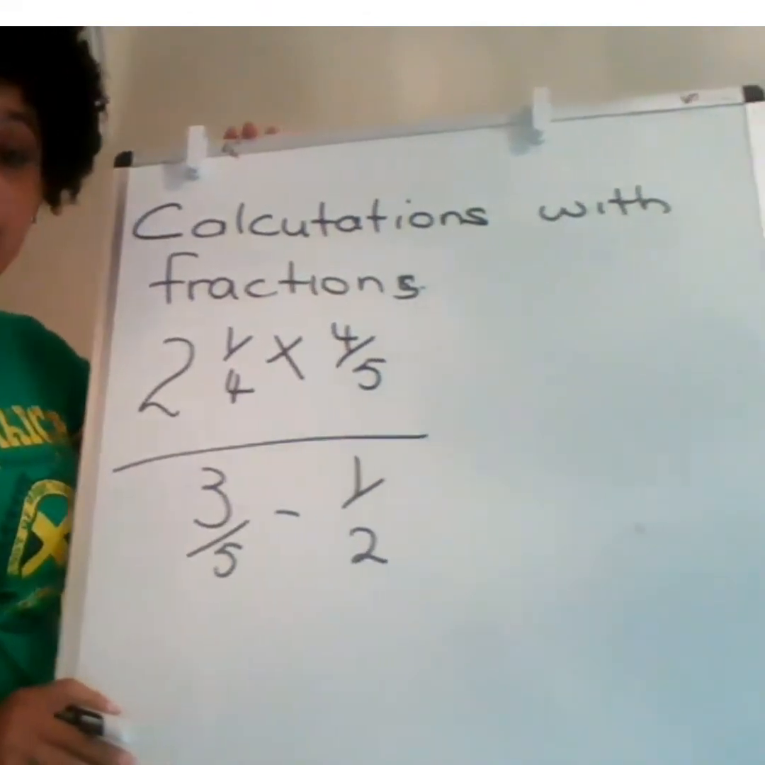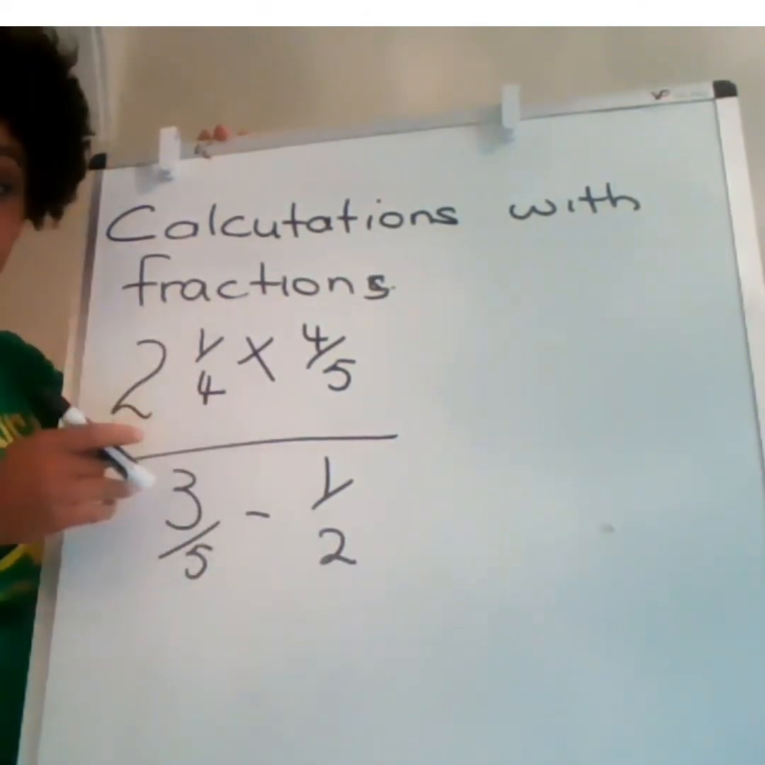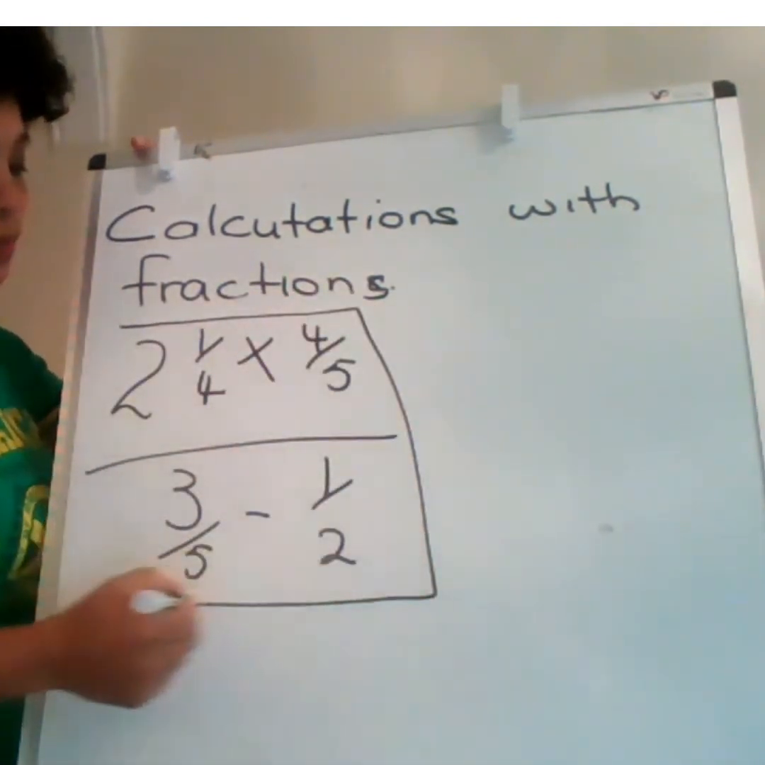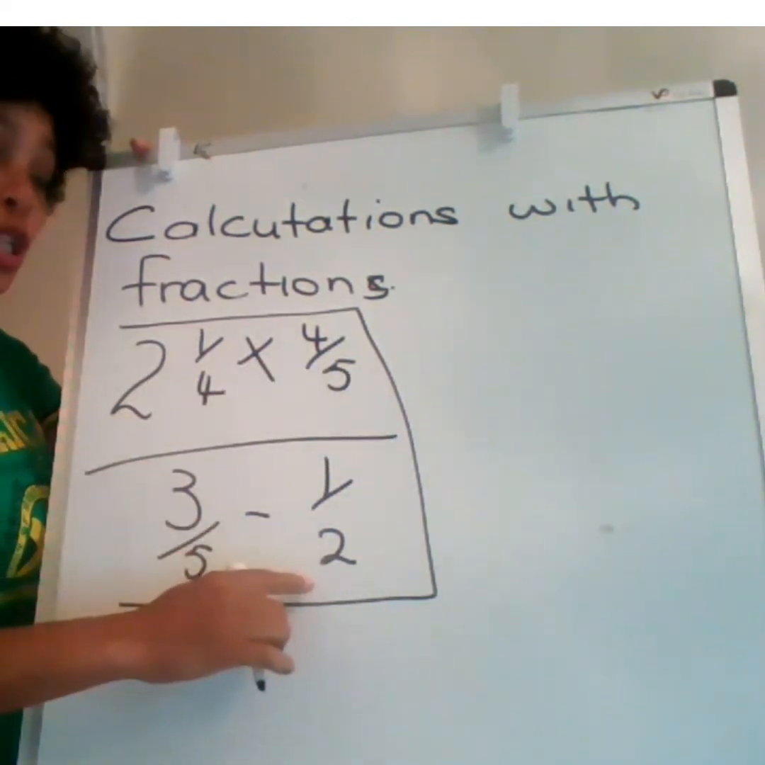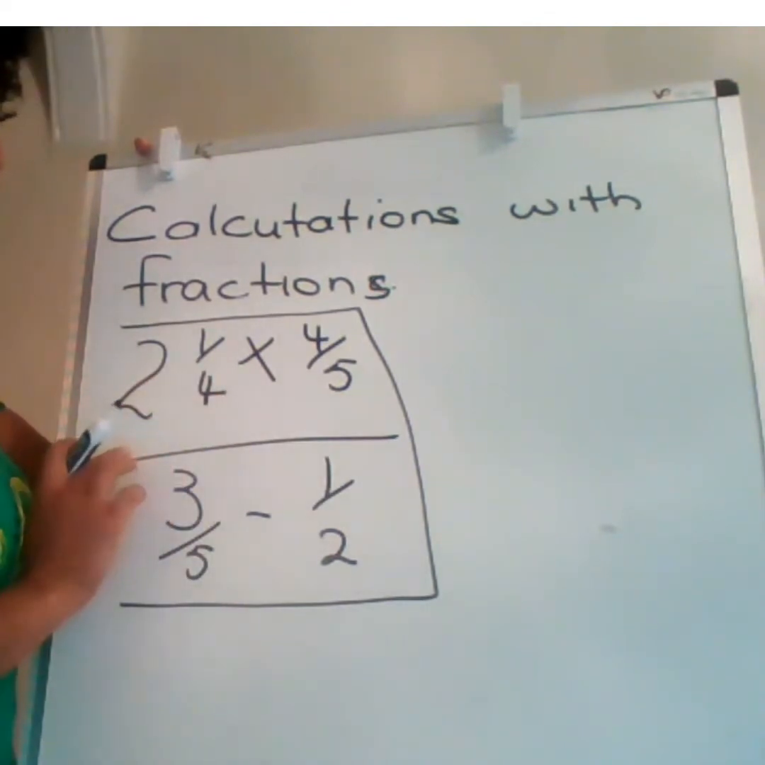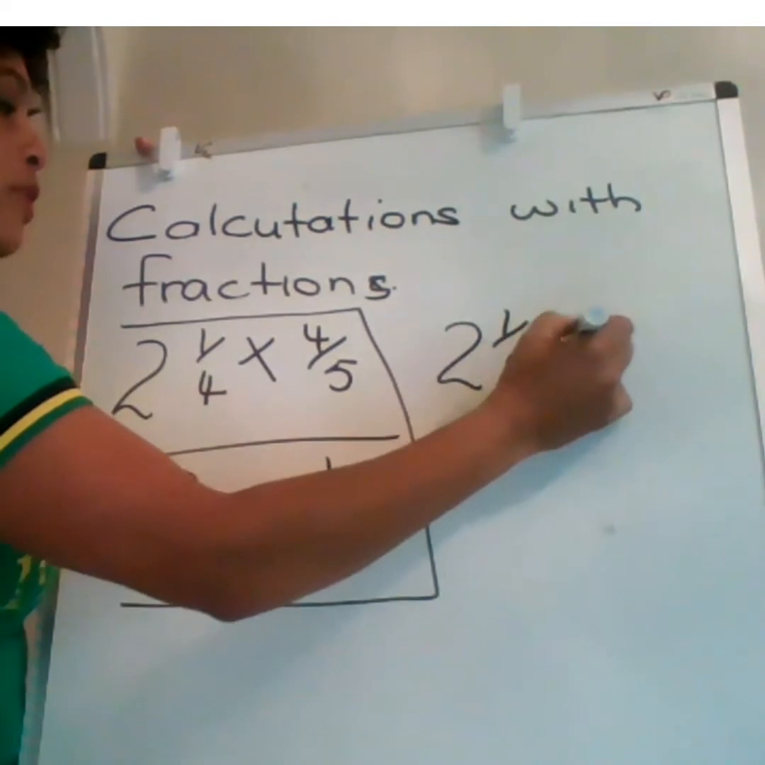Here we're going to be looking at our final question. And again, I'd like you to have a go at it and then come back and check your answers. This time we have a multiplication and a subtraction in one. So here we're going to do our multiplication first. So how do we multiply fractions? Let's write back our question over here.